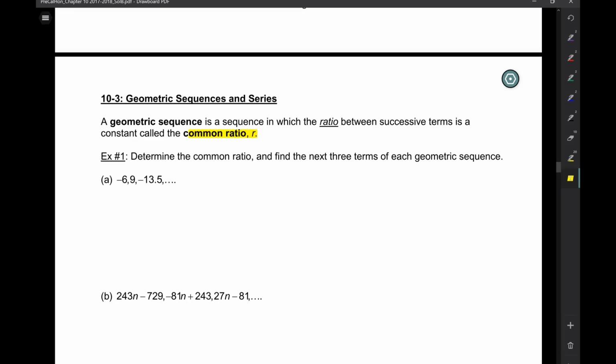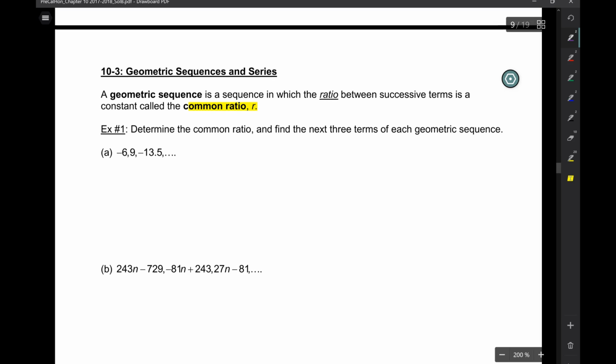So the common ratio, R, is just found by dividing two successive terms with each other, okay? So now, let's take a look at this one and find the common ratio here. We're gonna take R, A2 over A1. Again, order will matter, right? You can't do A1 over A2. So A2 over A1 is gonna be negative 9 over 6, which is negative 1.5, right?